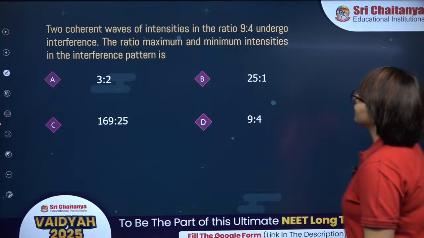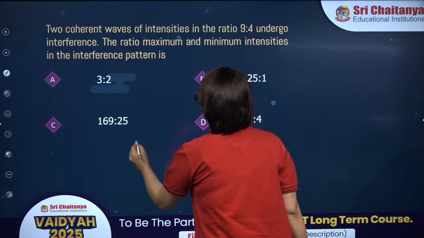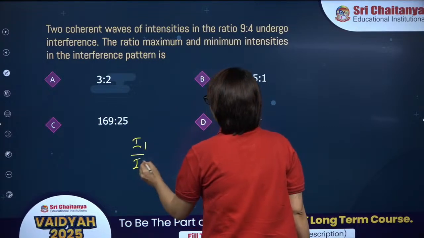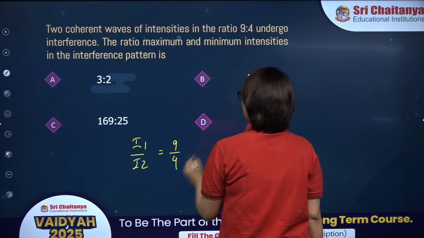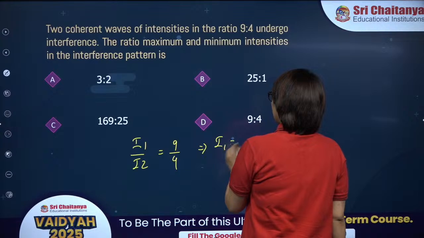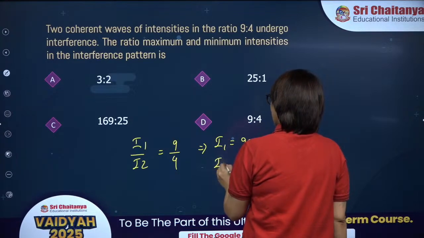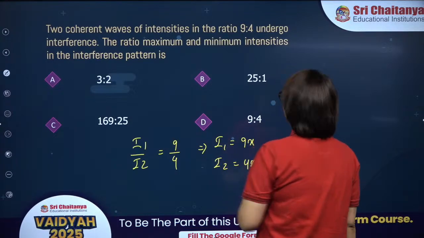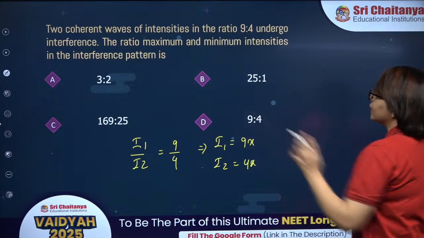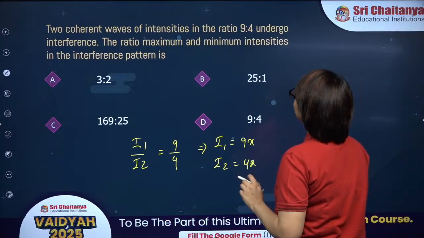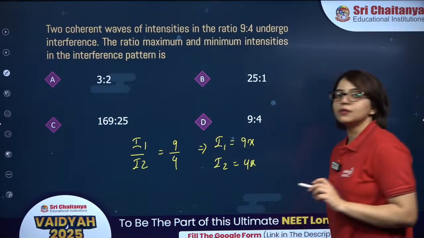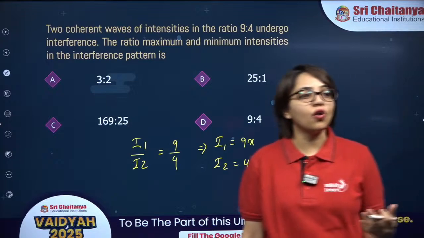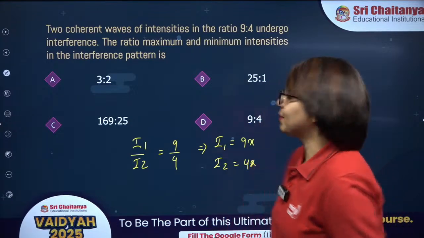Alright. Let's start with the next question over here. Two coherent waves of intensities in the ratio 9:4. I1 upon I2 is 9/4. So you can write I1 as 9x and I2 as 4x. Let's say x is the common ratio. Undergo interference. The ratio of maximum and minimum intensities in the interference pattern is, you have to find the ratio of I max to I minimum.